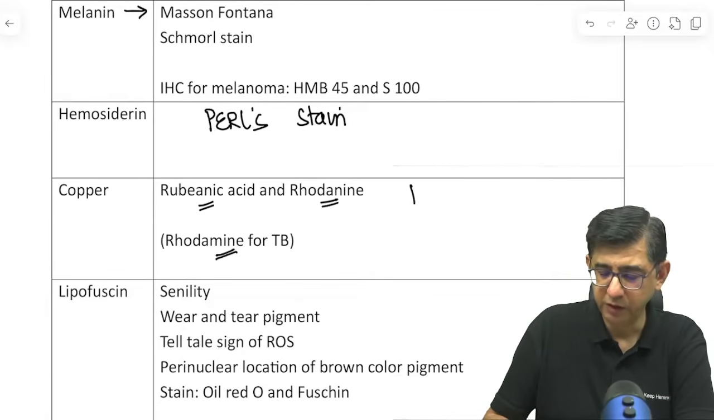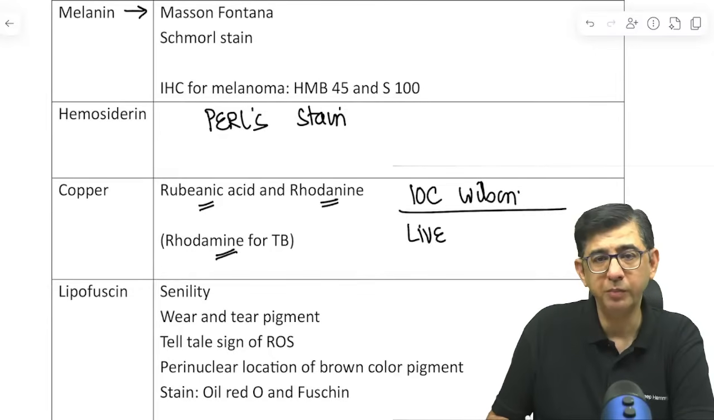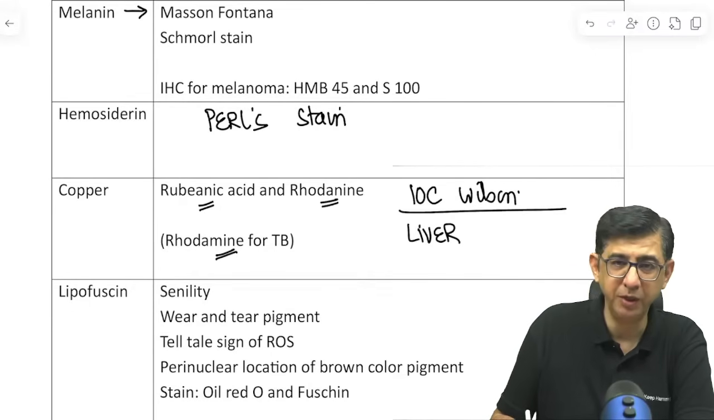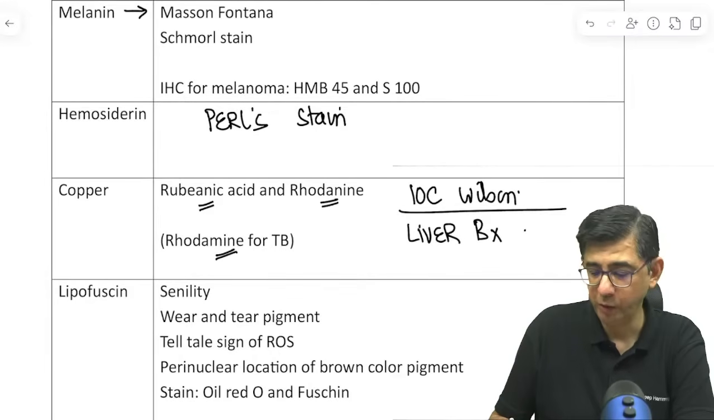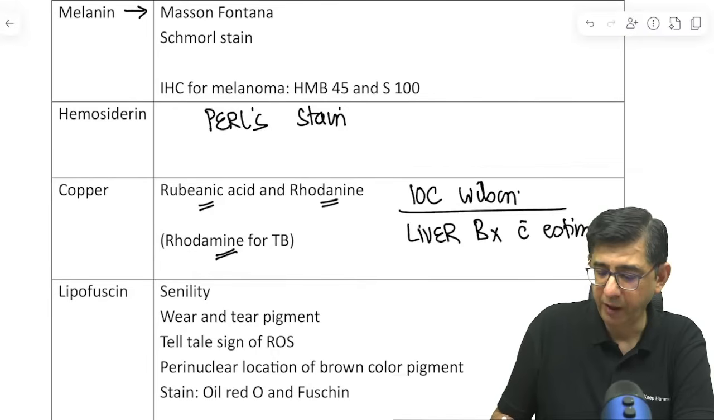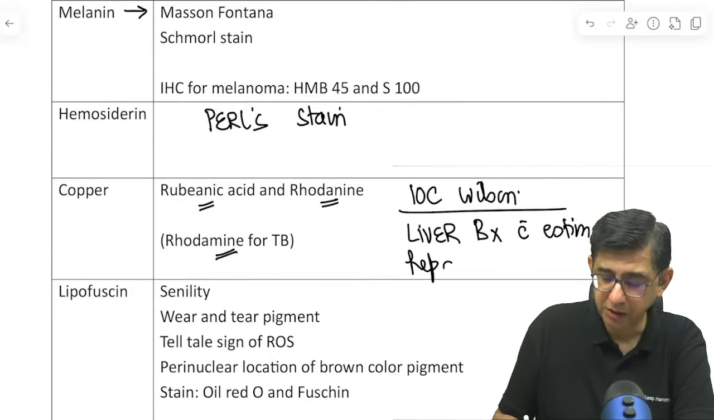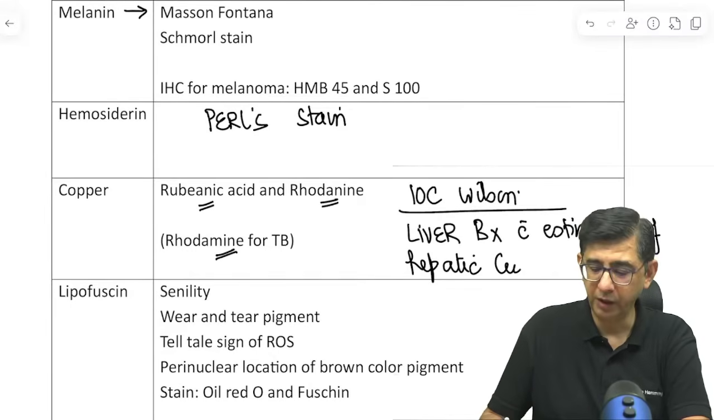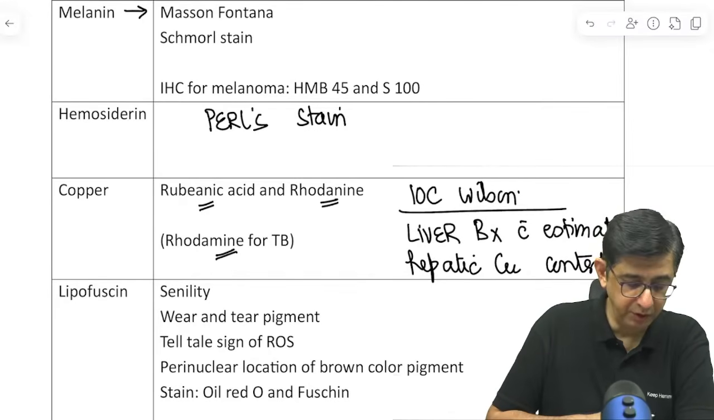And one universal question that always comes is, what is the investigation of choice for Wilson disease? Then your answer would be liver biopsy. Please don't answer PCR for ATP7B gene. The traditional answer given in books would always be liver biopsy with estimation of hepatic copper content, though we do have genetic testing available. That would be the main investigation done for diagnosis of Wilson disease.